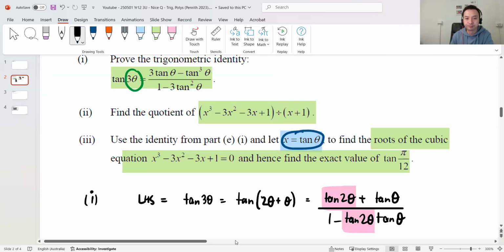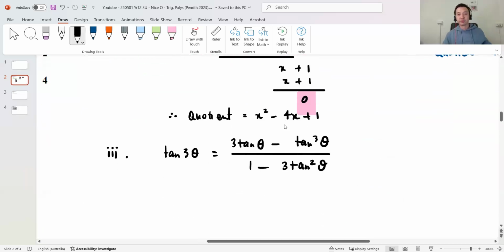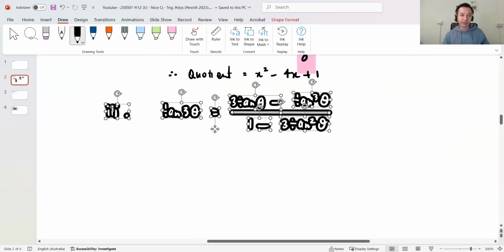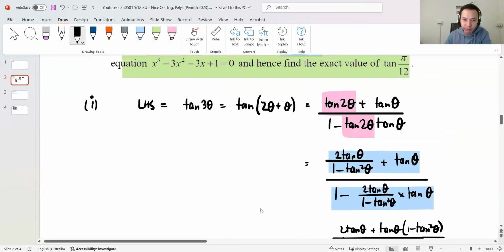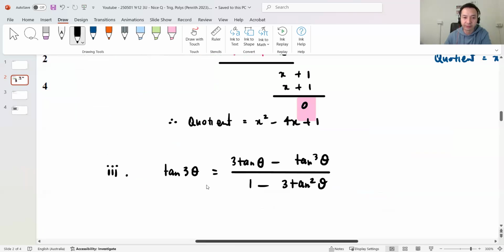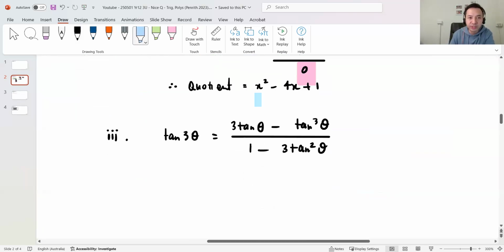Yep. Okay. Now, whenever I do this, I always ask my students, so they tell you to let x equal to tan theta. So they're going to replace each one of these tan thetas here, each one of these. They get replaced with, so let x equal to tan theta.